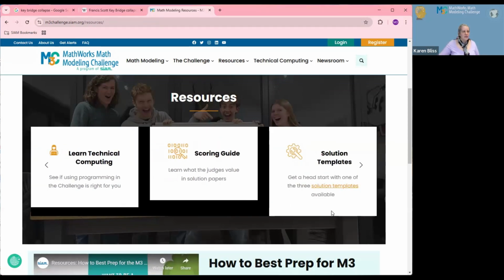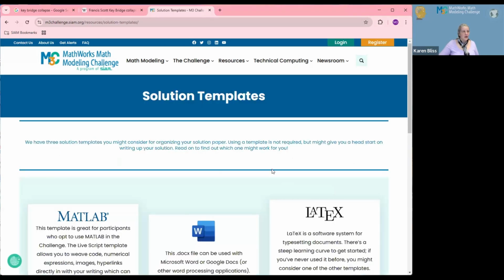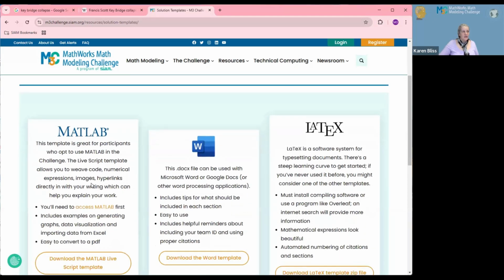And along those same lines, we have a set of solution templates, as Sarvesh is asking, and I have just found it on the page. We have 3 solution templates available. So if I come over to the solution templates, there's a MATLAB solution template. You are not required to use MATLAB if you're competing in the challenge. If you do use MATLAB or any technical computing software, you're welcome to, and you are then eligible for those technical computing awards, but it's not a requirement in any way.